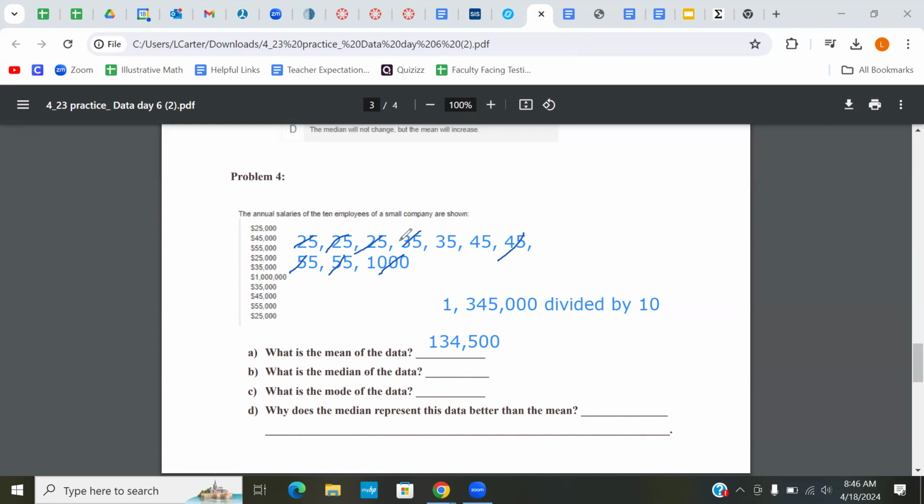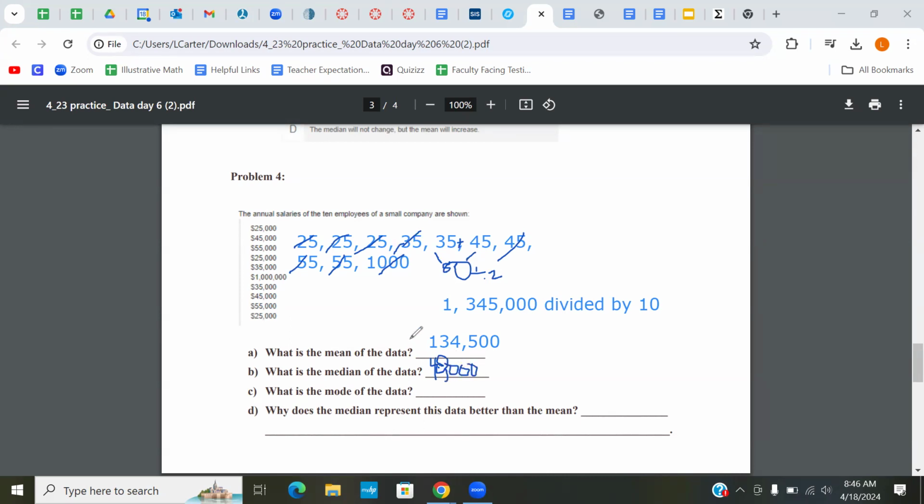Okay, to find the median here, we're between 35 and 45. So we need to average those two. So you add those up, then divide by 2. So 35 plus 45 is 80. 80 divided by 2 is 40. Therefore, the median of the data is 40. But remember, we're talking about thousands of dollars here, so 40,000.